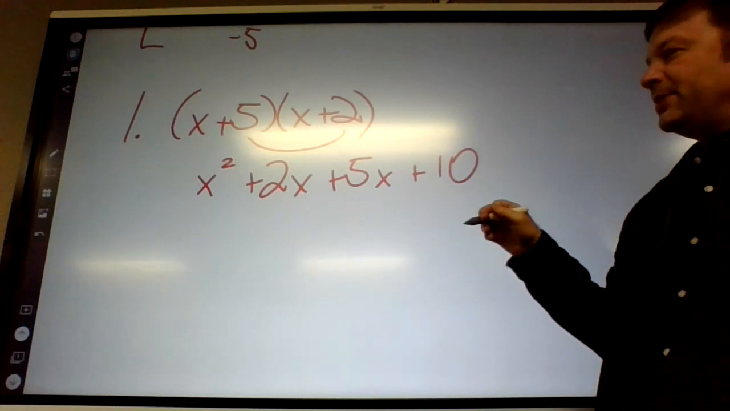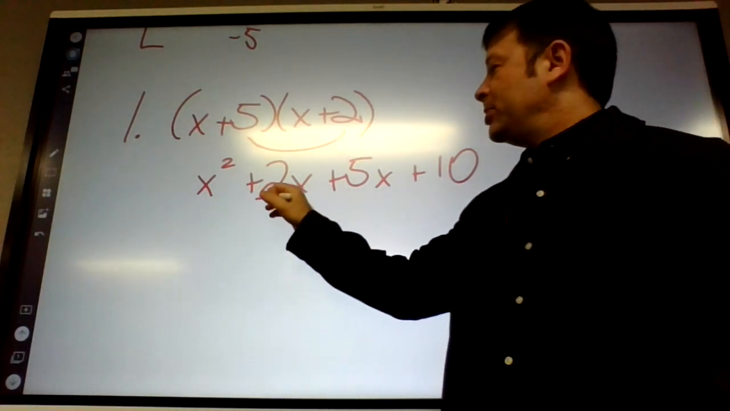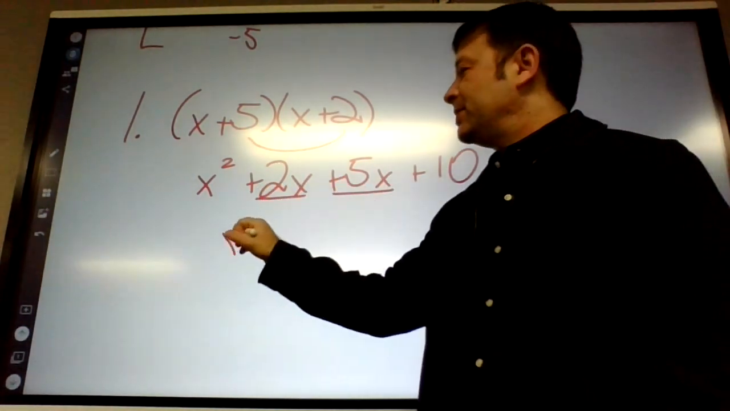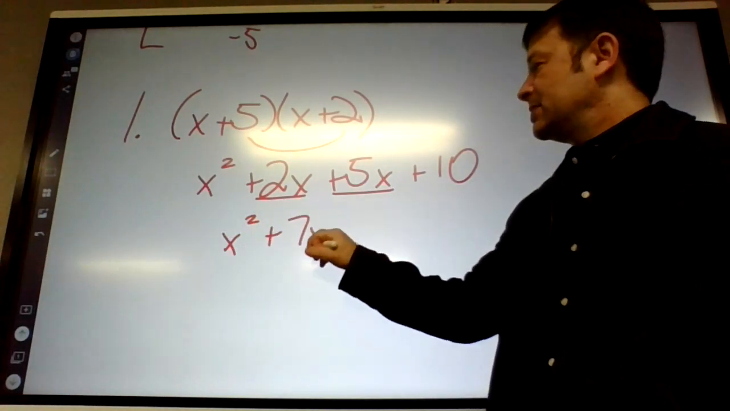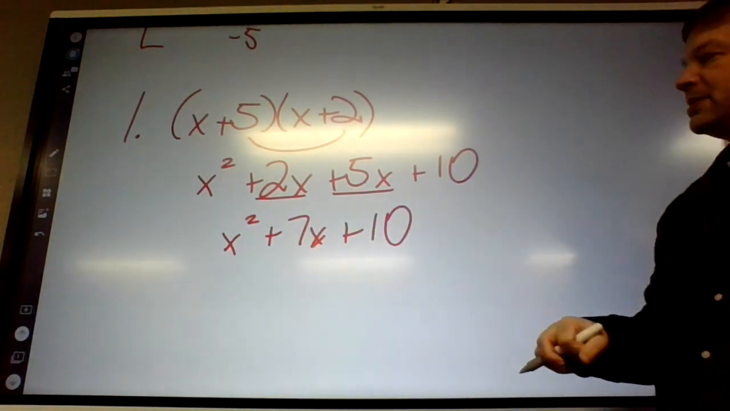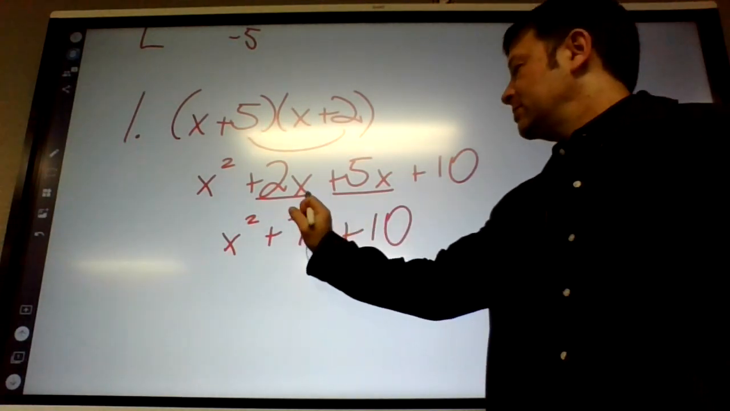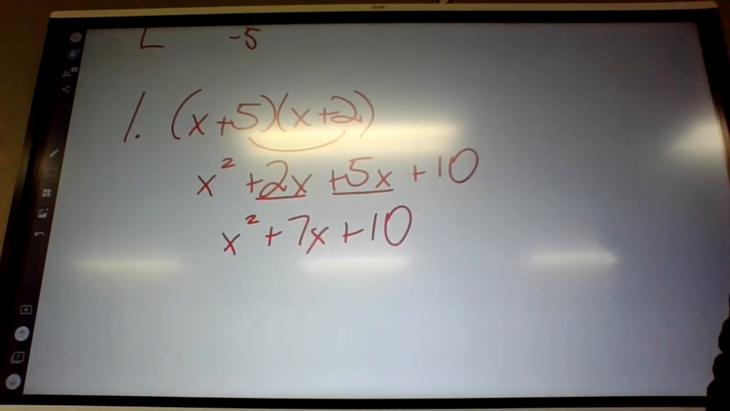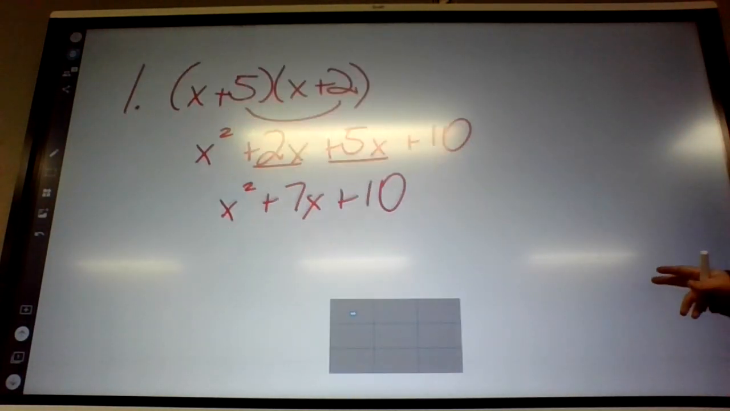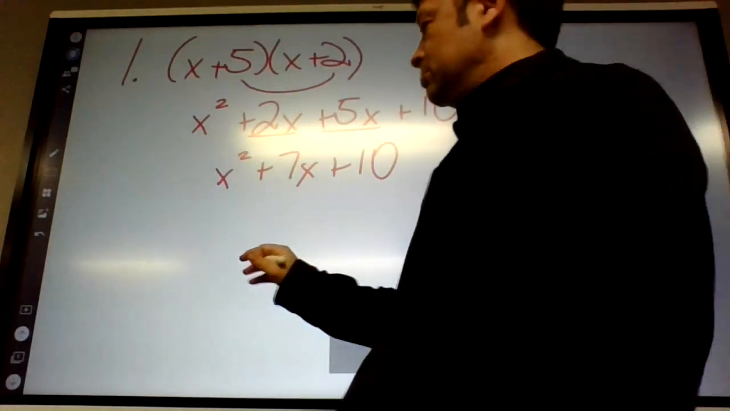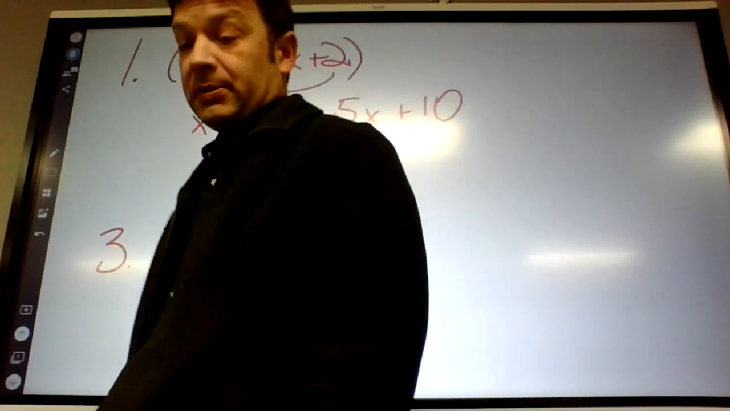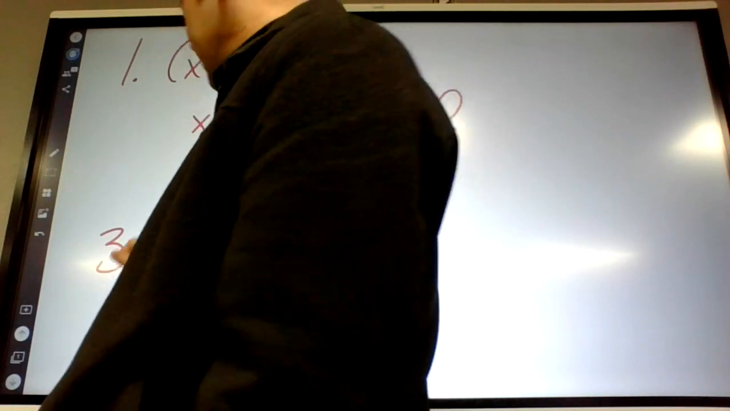All right, you guys see how that worked? Okay, and then the middle two terms are going to go together, so it's x squared plus 7x plus 10. Great. Number 3, a plus 6, a minus 4.